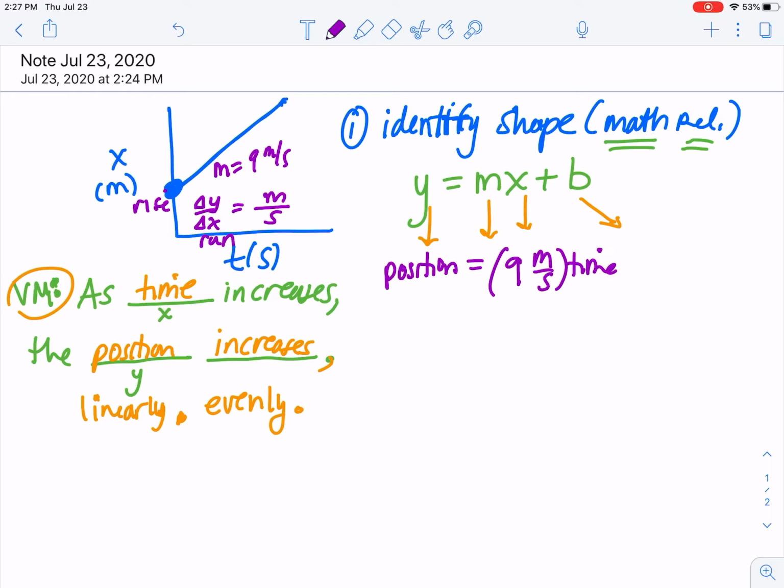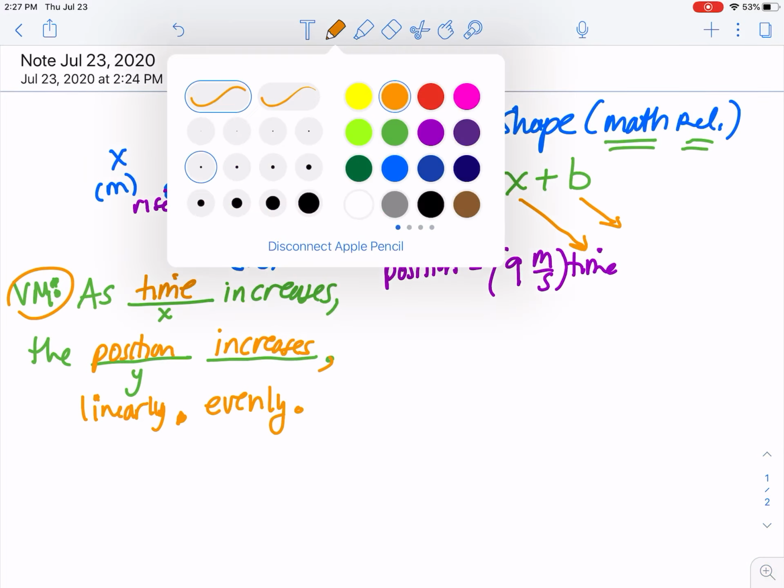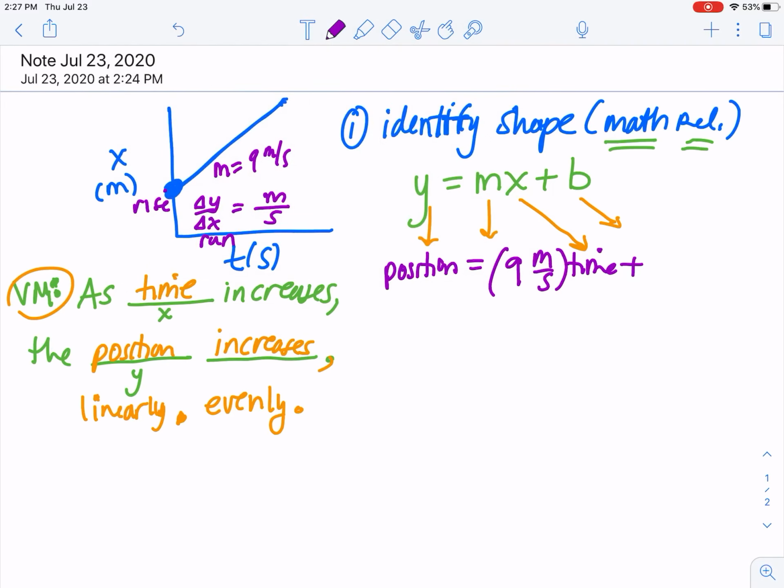My x variable is the time, and then plus my y-intercept. Let's say this is at 5 meters, whatever it was, 5 meters. All right, so this is how you're going to write a good mathematical model. And then we need to maybe put it into variables that we can use.